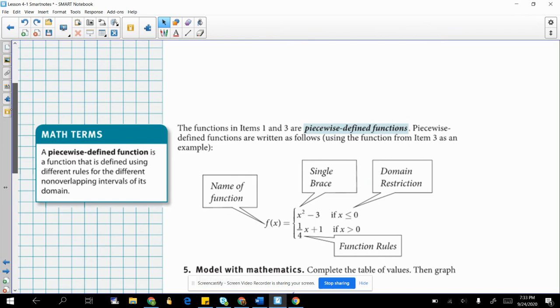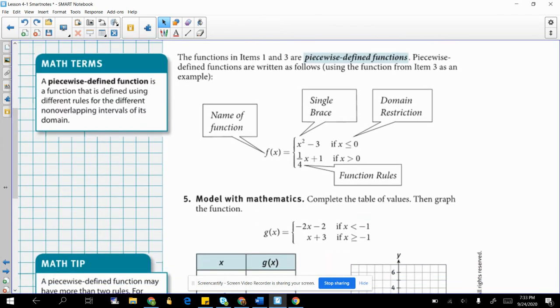Okay, so here we go. This is your math term. It says a piecewise defined function is a function that is defined using different rules for different non-overlapping intervals of its domain. So this is how it will usually look right here. And it says the functions in items 1 and 3 are piecewise defined functions. So the two we just did were examples, okay? Piecewise defined functions are written as follows, using the function from item 3 as an example.